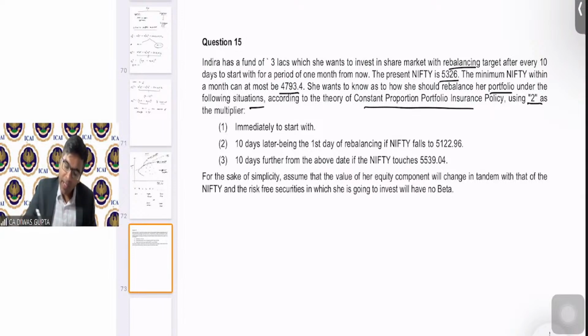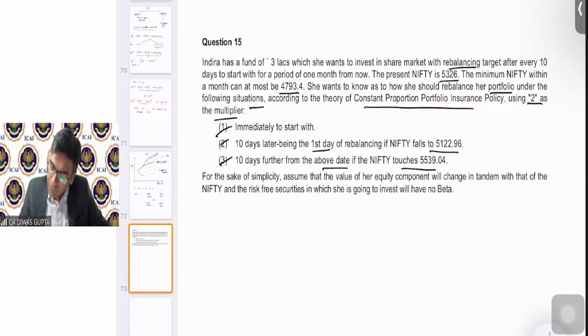Using 2 as the multiplier, immediately to start with and 10 days to start with after first being the day of rebalancing, if Nifty falls to 5122. And 10 days further from the above date, if the Nifty touches 5539. For the sake of simplicity, assume that the value of her equity component will change in tandem with that of the Nifty and the risk-free securities in which she is going to invest will have no beta.